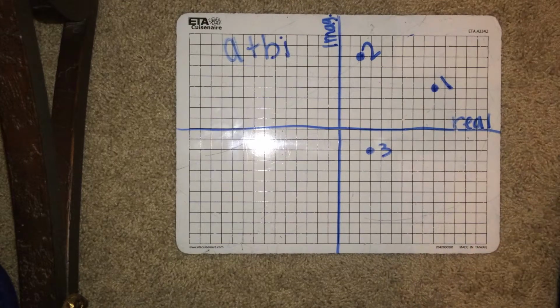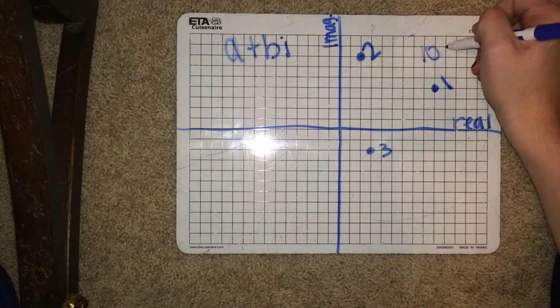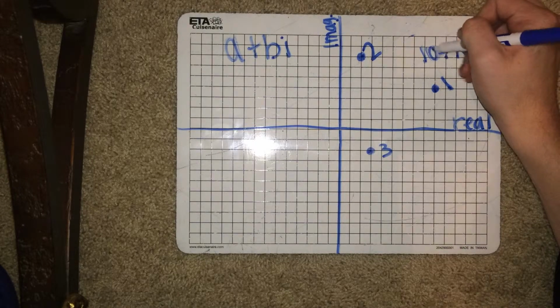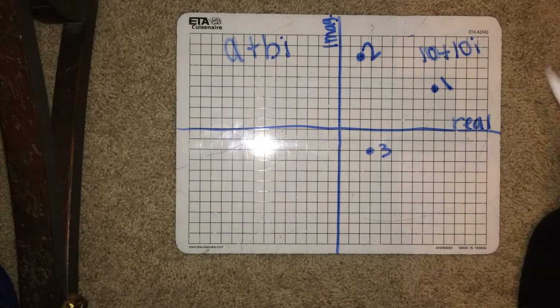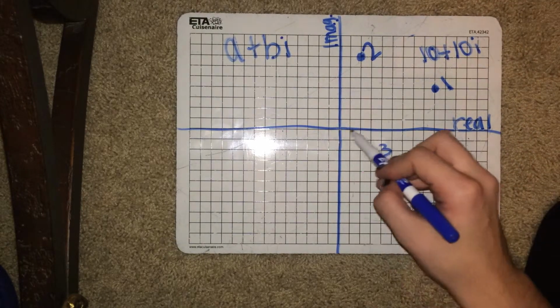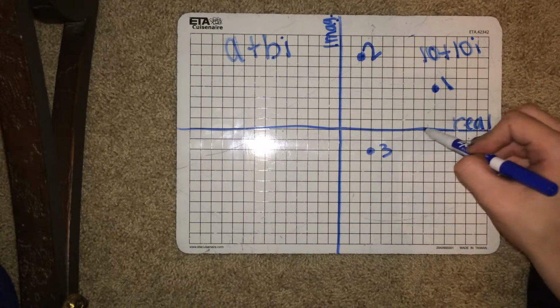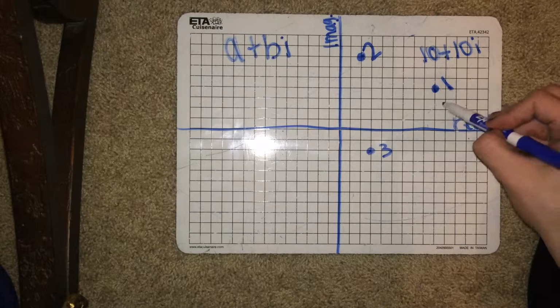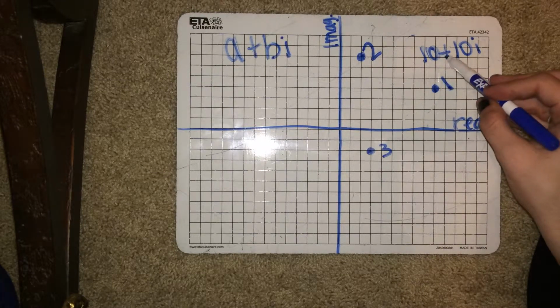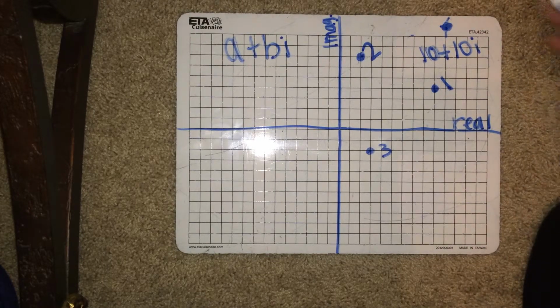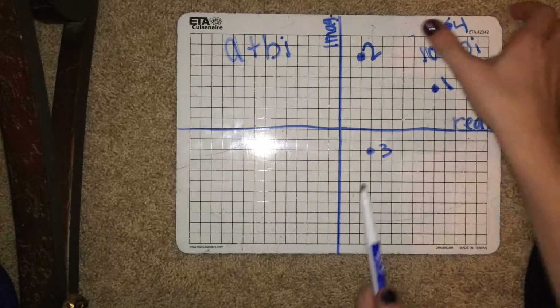And last but not least, 10 plus 10i. Both of these are positive, so you're going to go to the right 10 and up 10. So 1, 2, 3, 4, 5, 6, 7, 8, 9, 10. 1, 2, 3, 4, 5, 6, 7, 8, 9, 10. So it's right there. That is our fourth point.